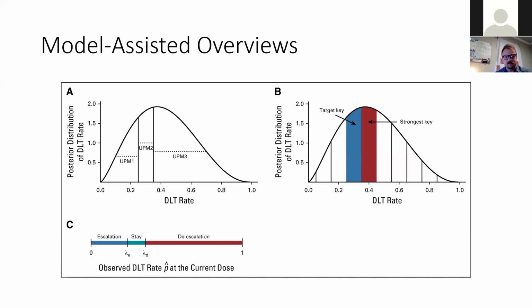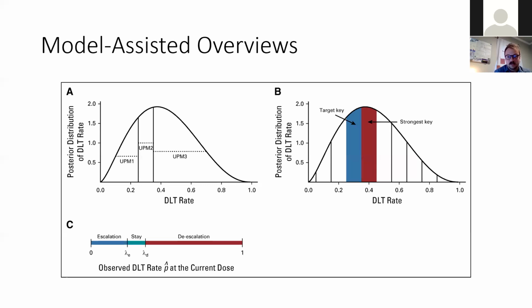So similar principle, except now we're going to make a bunch of different equal-width dosing intervals to represent the potential location of our probability of having a dose-limiting toxicity. Then we're going to define what's called the target key, which is what we think our proper dosing interval is.